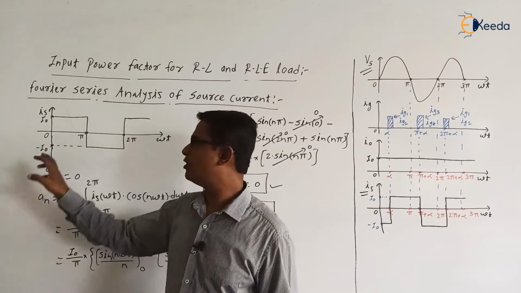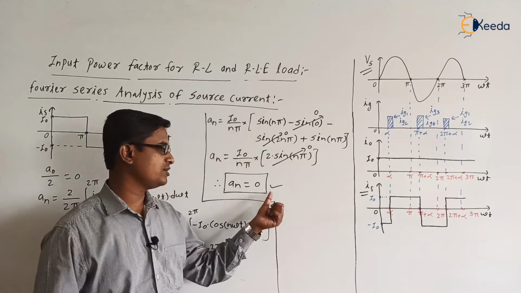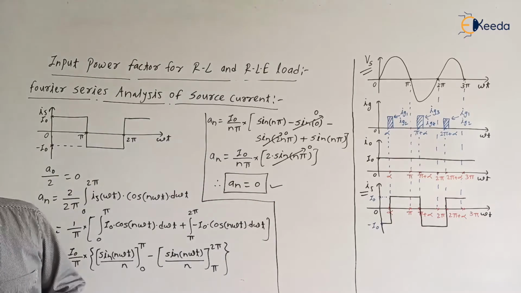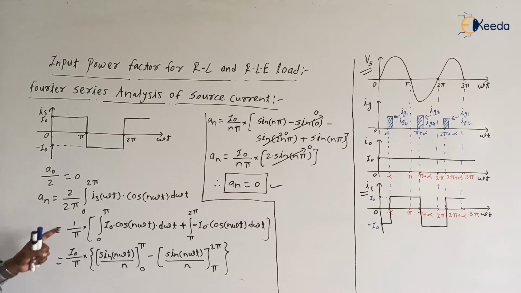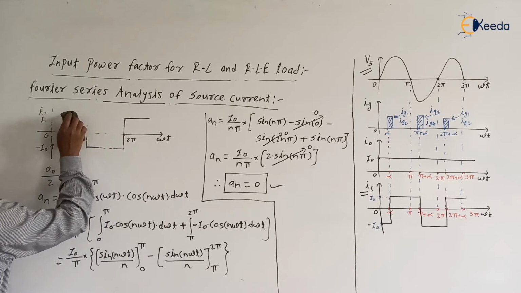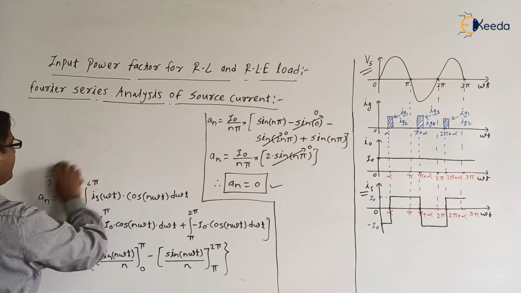Okay, so we will be having an odd signal. For that, an is always 0. Next, can we find the bn? Yes, we can find the bn. Please be careful, where for our signal a0 by 2 is 0, an is also 0. Now let us find bn.